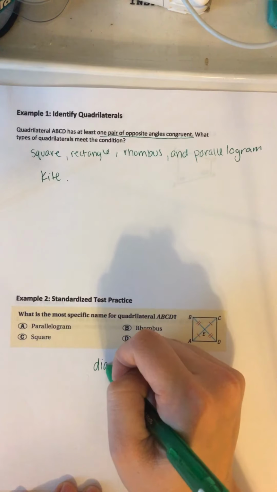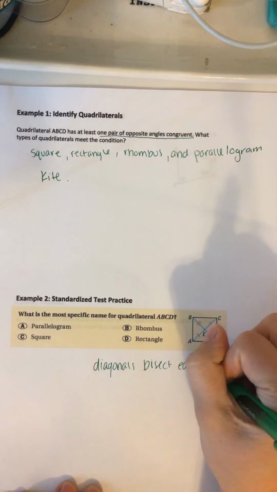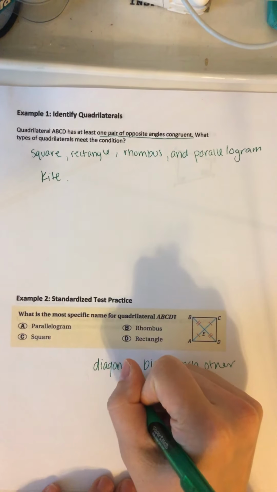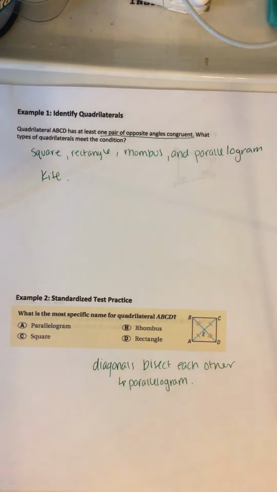So I know that the diagonals bisect each other, which was one of our theorems we learned way back when for a parallelogram. And since I don't know if the diagonals are actually congruent to each other, I don't know anything about angles, I don't even know if those diagonals are perpendicular, the most specific name I can say for this is actually just a parallelogram. I would need more information to go further from there. So that one is just a parallelogram.